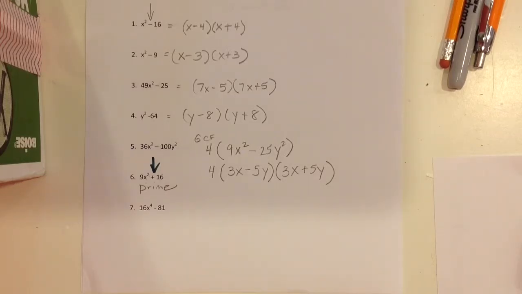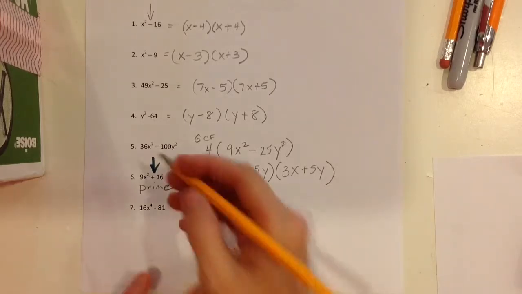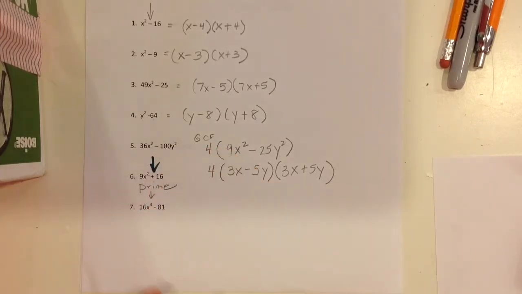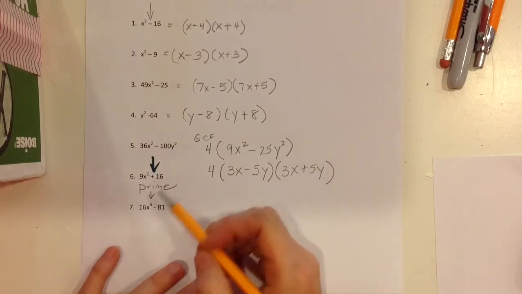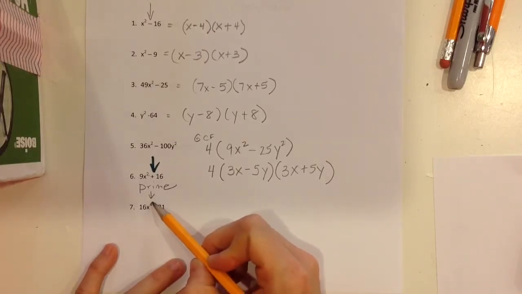All right. Now on number 7, I want y'all to notice one thing right off the bat, that I have an x to the 4th instead of x squared. So anytime that you have a binomial that you have an x to the 4th, you can still do the difference of two squares, because the square root of x to the 4th will be x squared. But this is going to give you a hint that you might have to go a little further.